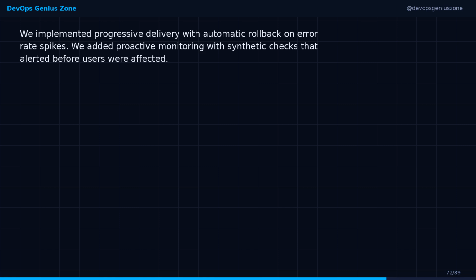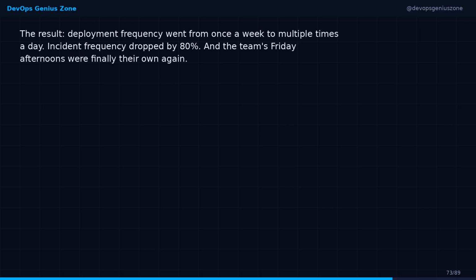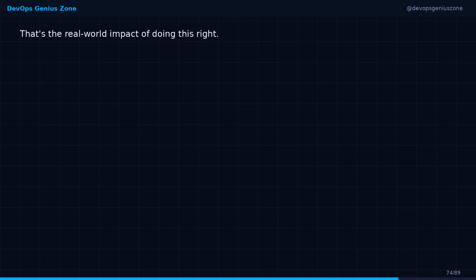Over 8 weeks, we implemented Kubernetes DaemonSets properly. We migrated to declarative configuration managed in Git. We set up automated validation in CI. We implemented progressive delivery with automatic rollback on error rate spikes. We added proactive monitoring with synthetic checks that alerted before users were affected.